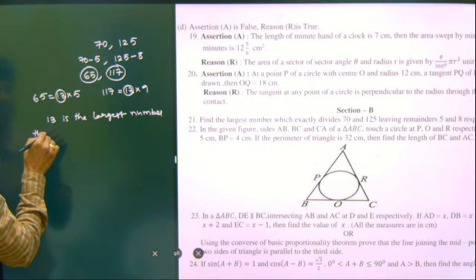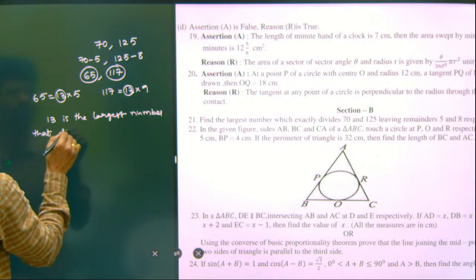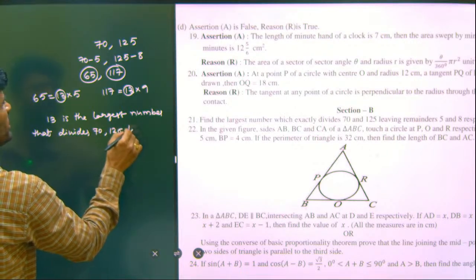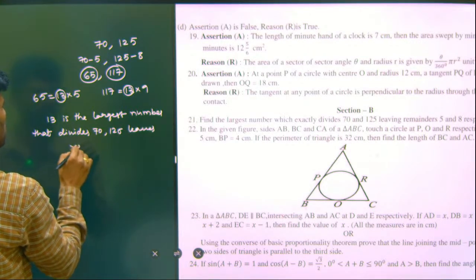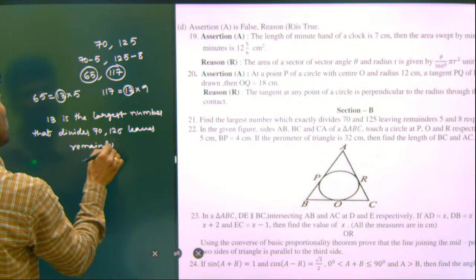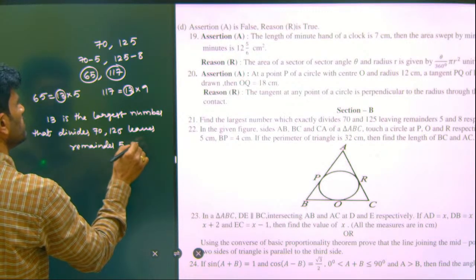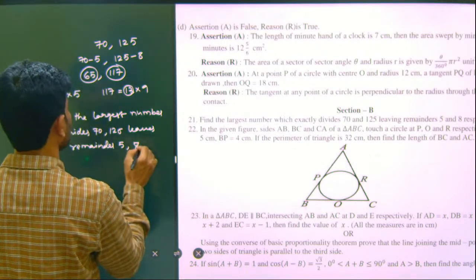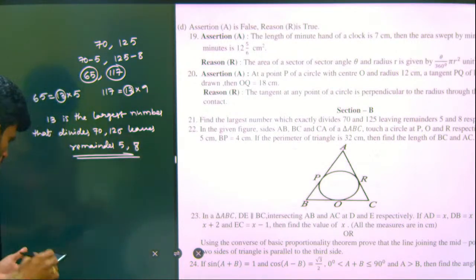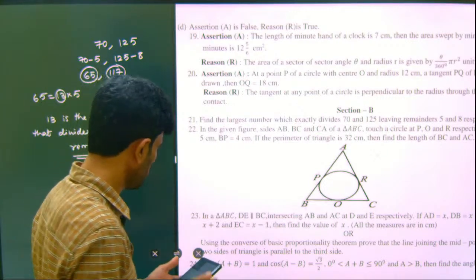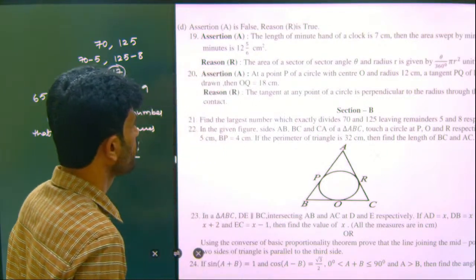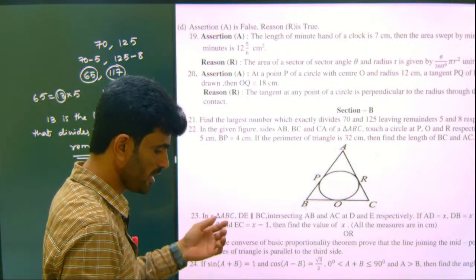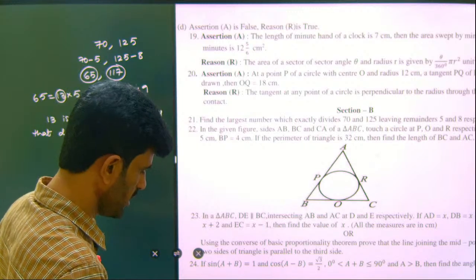That divides 70 and 125 and leaves remainders 5 and 8 respectively. Hope you understood this. How to do? 13 is the answer, correct. All of you are correct. So here they did not ask you directly for HCF. First you have to do subtraction and then find out the HCF.